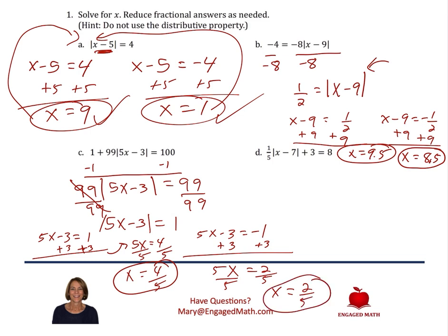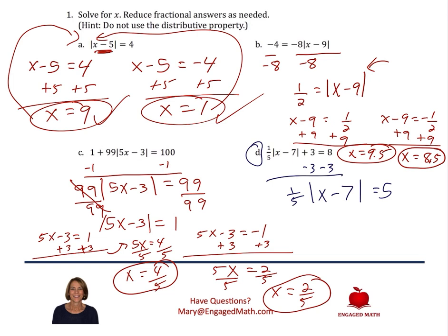Okay, let's go to our last one right here. I'm going to change the color just so it'll be a little bit more clear which answer belongs to which problem. So for D, I'm going to use this darker color. We're going to start by subtracting 3 from both sides. When we do that, we get 1/5 times the absolute value of x minus 7 equals 5. Now remember, with fractions, we like to get rid of them by multiplying the entire equation through by the common denominator, which in this case would be 5.